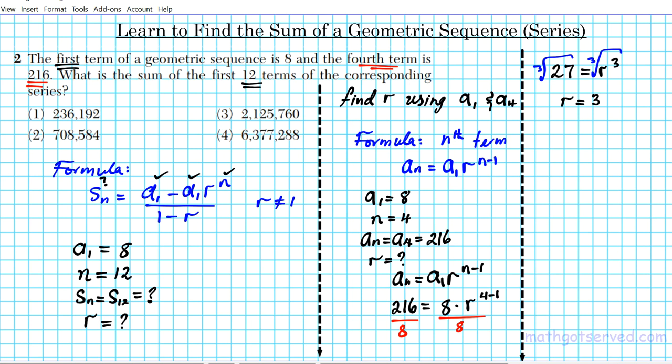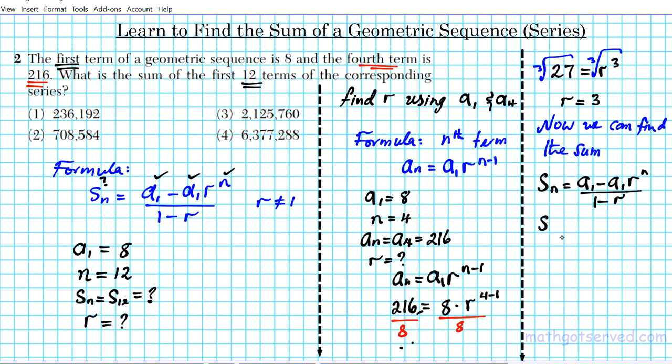Perfect. So now we can find the sum. Now we can find the sum because we have all the ingredients that we need. I'm going to rewrite the formula again, just to make sure none of us get lost. S of n is equal to a1 minus a1 r to the n, divided by 1 minus r.